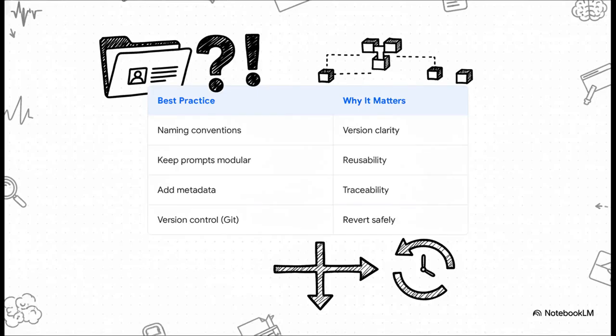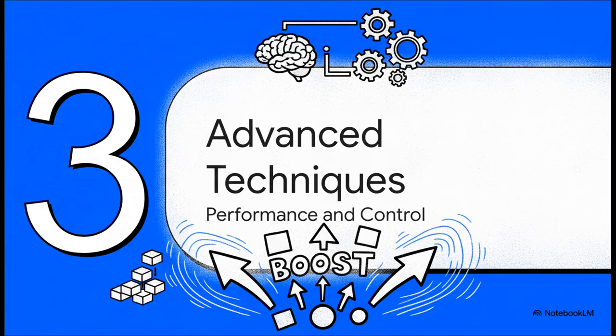Okay, so this slide sums up some absolutely crucial best practices, using clear naming conventions. That's so everyone knows what summary_v3 actually does. Keeping prompts modular means you can mix and match smaller pieces to build more complex prompts later. And version control with something like Git, that's just non-negotiable. It lets you track every single change and roll back safely if a new prompt isn't working out. All right, so once you have this solid foundation in place, you can start using some more advanced techniques to really crank up the performance and get way more control over what the LLM gives you back.